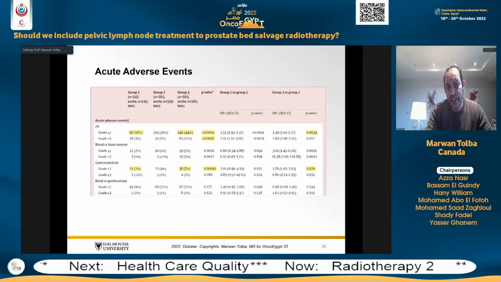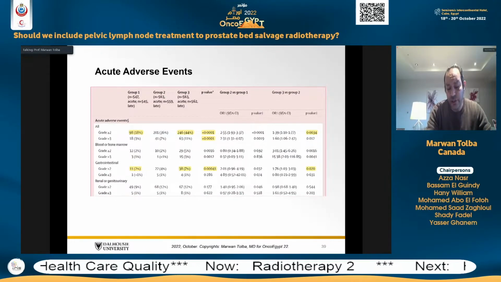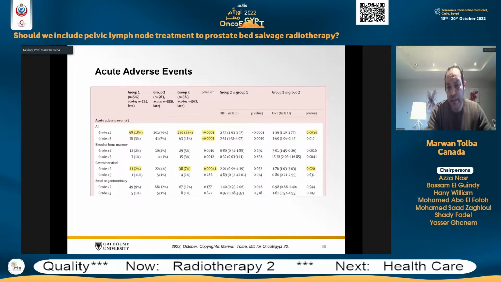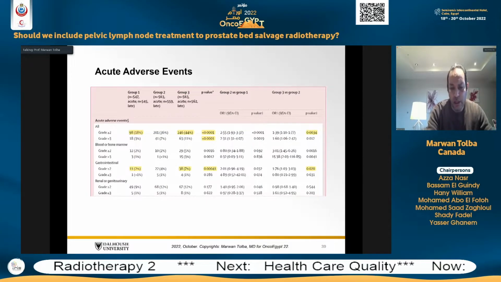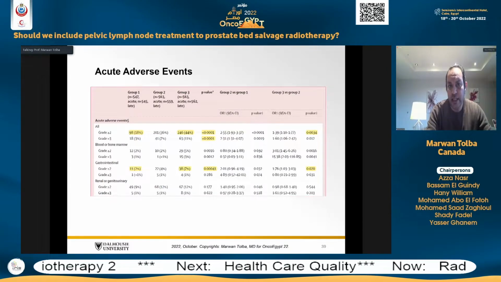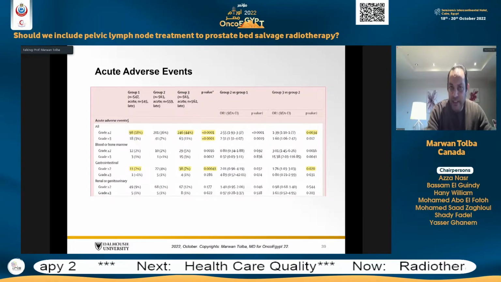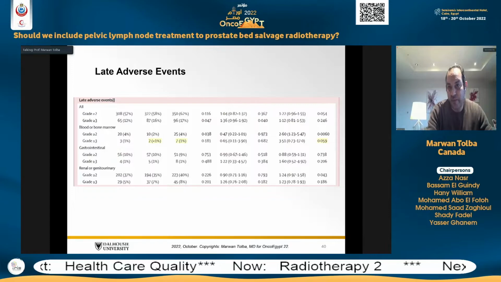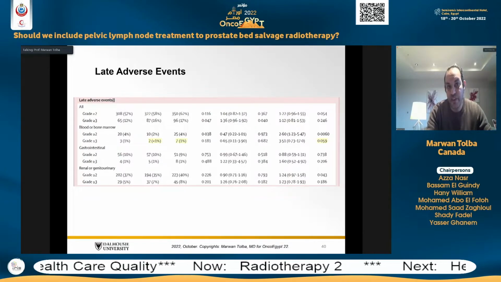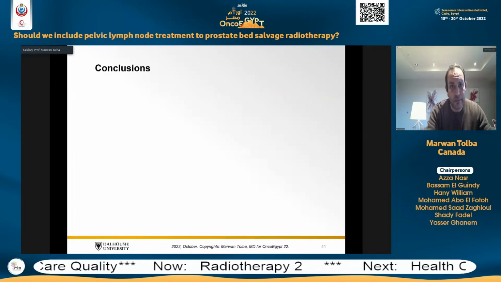For the acute adverse events, we can see that the GU and GI grade 2 toxicity was higher in the pelvic lymph node radiation, and this was actually expected, matching previous trials. It's a limited increase in the toxicity. However, it's a highly significant increase. But for the late adverse events, there was no difference between the 3 arms.